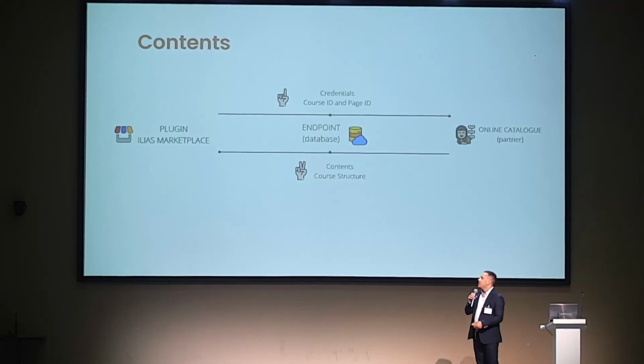Then, okay, I got the catalog. I choose my courses. I bought the number of licenses I need for the users I need to train. But how do the contents work? This is the magic part.